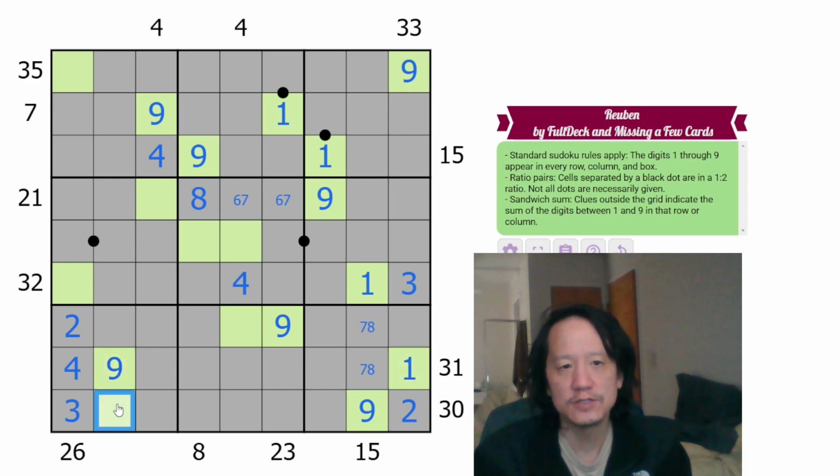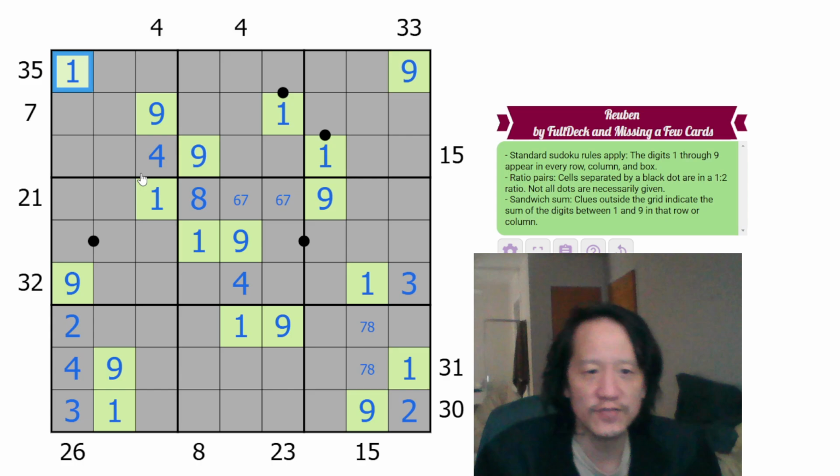This is a 9, so this can't be 1. Or sorry, this has to be 1. This can't be a 9, so this must be 1. This can't be 9, so this must be 1, which makes that a 9, which makes that 1. This is a 1, which makes that a 9, and therefore that's a 1. So that's how you fulfill it.